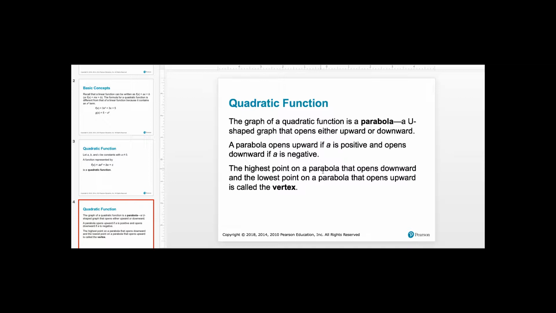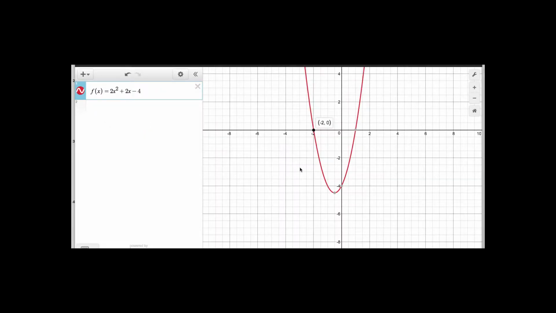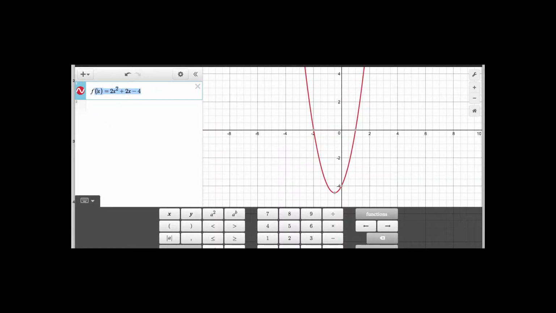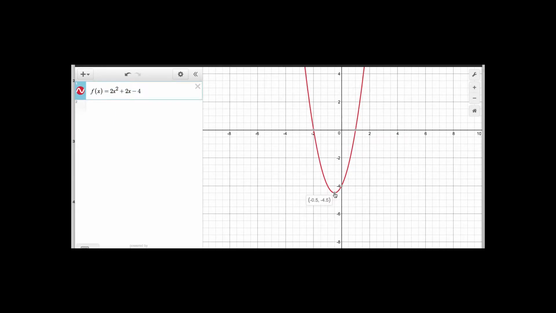So if you look at, say, a graph of a quadratic, and this is a quadratic, note the form over here, then notice in this case the vertex is this lowest point right here. And I'll show you how to find that in just a second. But again, important things to note. Does it open up or does it open down? And the first thing you're going to want to take note of is where's the vertex?